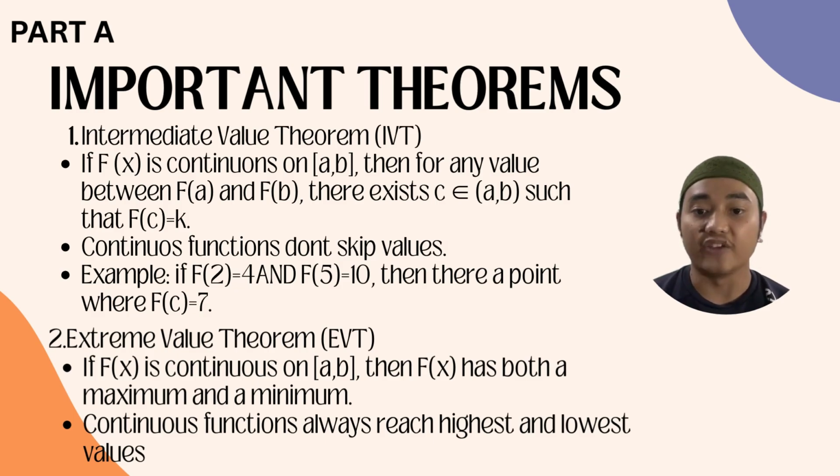For example, if f(2) equals 4 and f(5) equals 10, then there must be a point between 2 and 5 where f(c) equals 7. The next one is the extreme value theorem, EVT, which says that if a function is continuous on [a, b], then it will have both a maximum and a minimum value. In simple words, a continuous function always reaches its highest and lowest points. These two theorems help us understand that continuous functions are smooth and have no breaks or jumps.